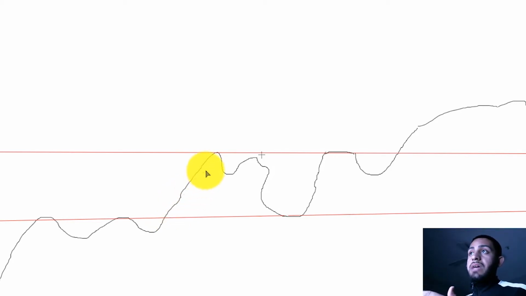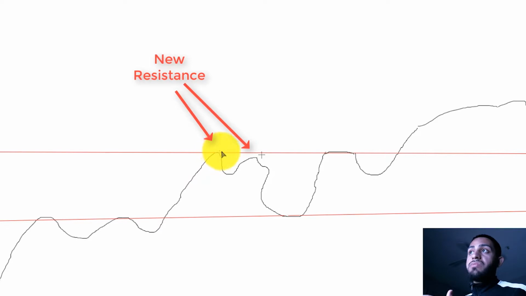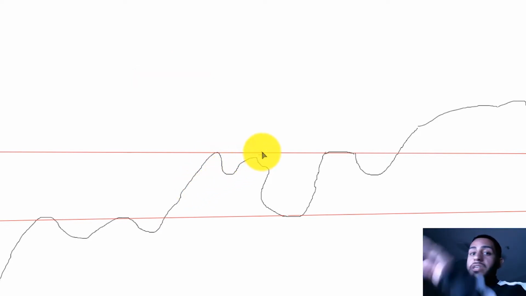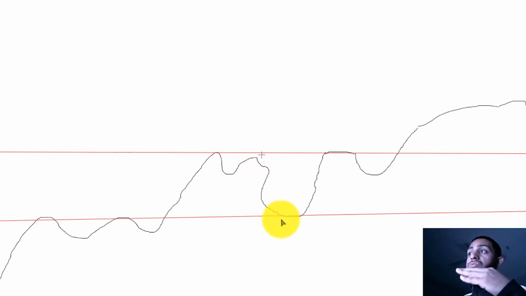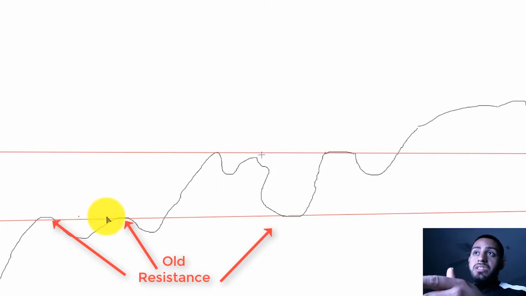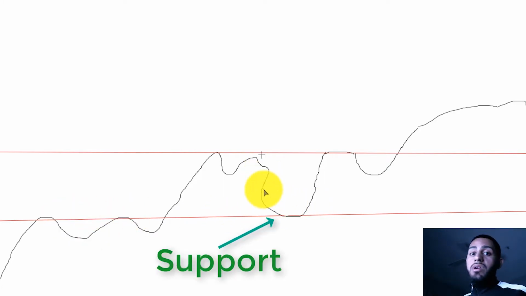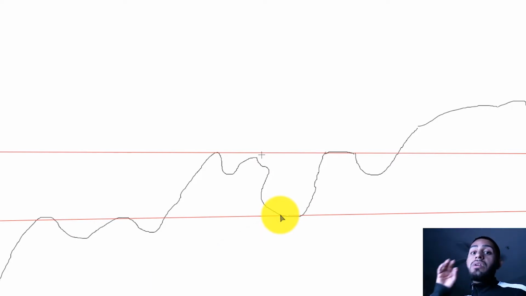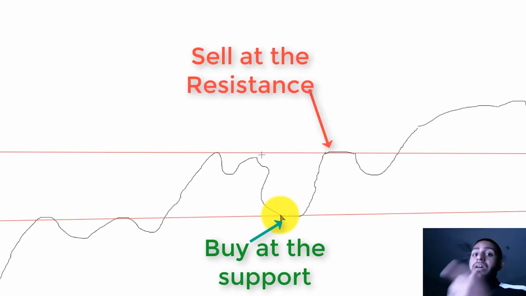So it'll establish a new resistance right over here at this red line. It'll go down, have trouble breaking above it, because it's almost like a ceiling, right? And then once it starts coming down, the old resistance, or the previous resistance, eventually becomes support. So if you're buying long, or you just want to buy low and sell high, you would want to buy at the support and sell at the resistance.